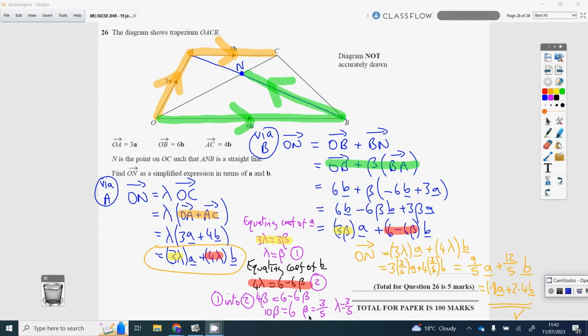So now that I know that beta and lambda are 3/5, I can now go on and work out what ON is by substituting my knowledge of beta and lambda into either this equation here or this equation here. I'm going to substitute it into this one here. So 3 lambda lots of A plus 4 lambda lots of B. So here I'm just copying out over here. So subbing in lambda being 3/5, I get ON being 9/5 A plus 12/5 B. In other words, 1.8A plus 2.4B. And that's my final answer.